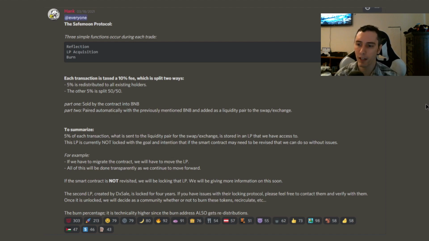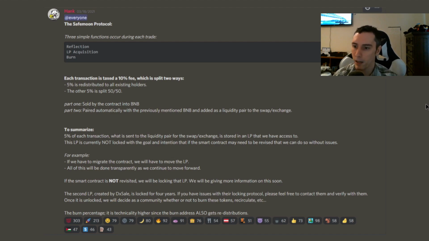So to summarize, 5% of each transaction, what is sent to the liquidity pair for the swap/exchange, is stored in a liquidity pool that we have access to, meaning their team, okay? This liquidity pool is currently not locked, and he really stressed that, with the goal and intention that if the smart contract may need to be revised, that they can do so without issues, okay? That's an important point that really needs to be stressed. So if they need to make these changes, they have to have that accessibility. It is a core feature of this project, okay?